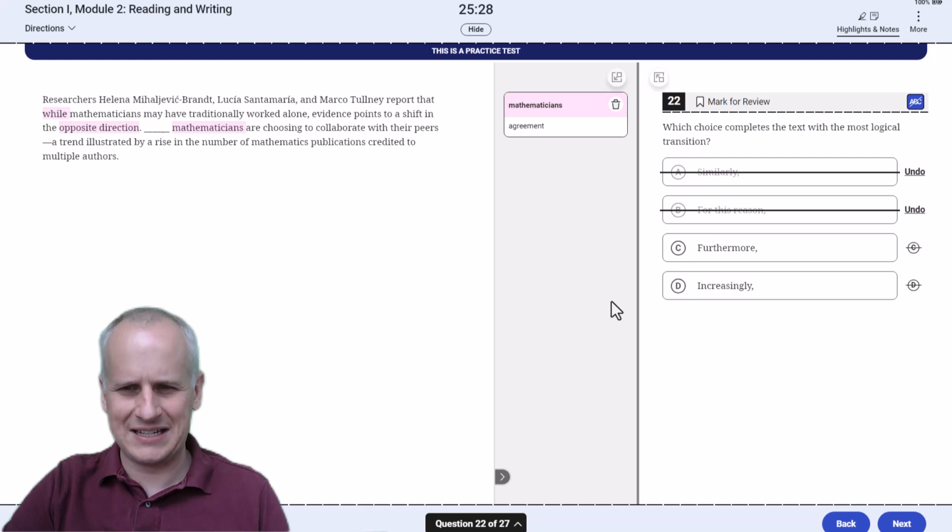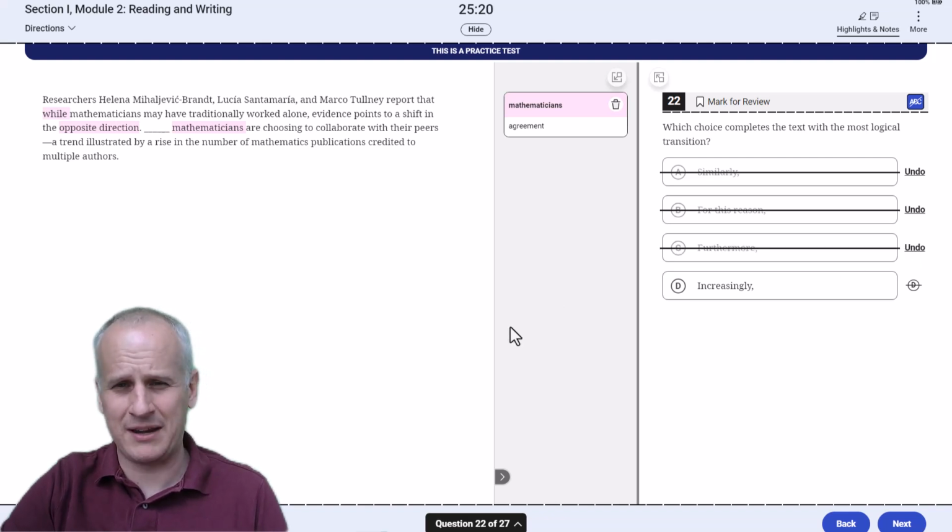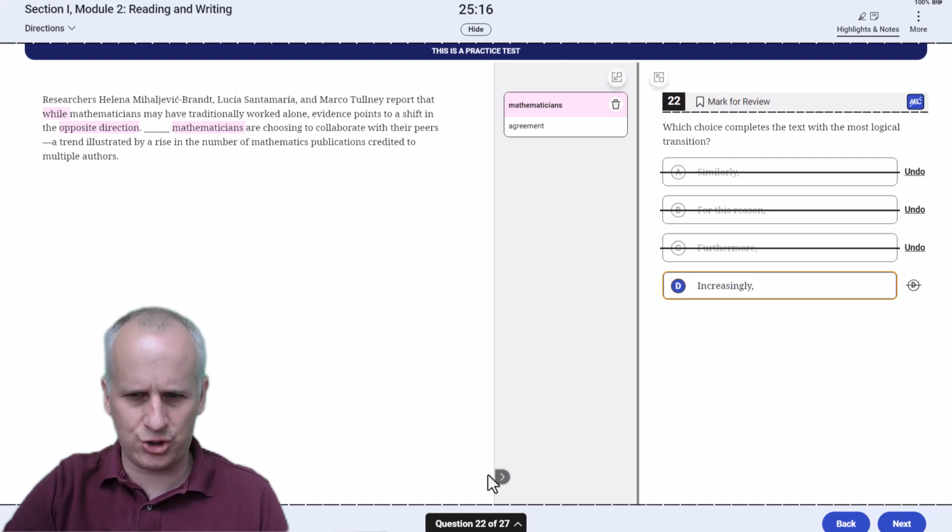Furthermore, again, it's an example. It's not a conclusive chronological kind of relationship here. So we can eliminate choice C, even though it might indicate agreement. "Increasingly" certainly builds on the trend. So we would read this back into the paragraph to confirm that it makes overall coherent narrative sense.